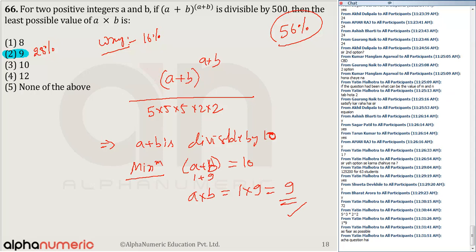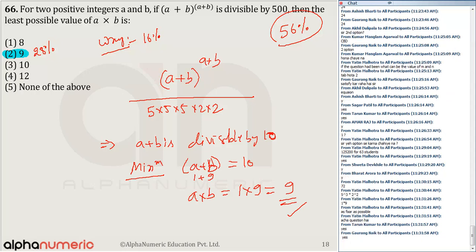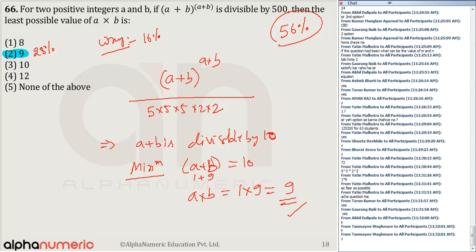Is that clear to everyone now? So this was, I'll rate it as a difficult question, not an easy one. Let's move ahead.